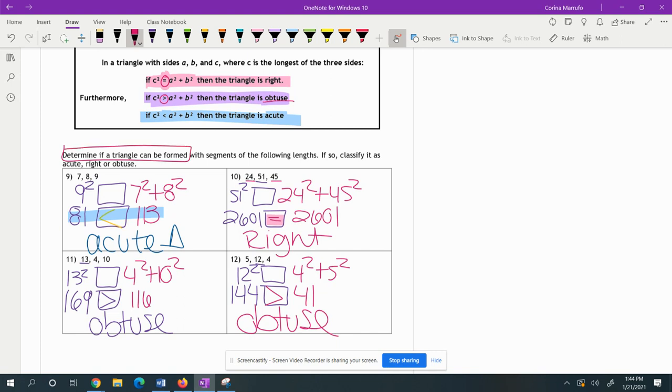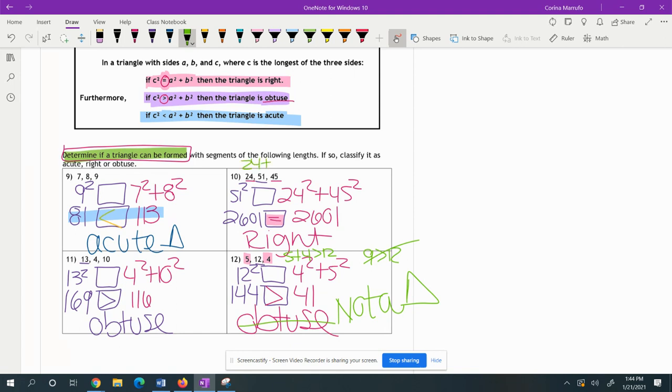That's what I figured out on this one: a triangle cannot be formed. Remember, when you look at the two smaller legs and add them together, 5 plus 4, it has to be greater than 12. But it's not, because 5 plus 4 gives you 9, and 9 is not greater than 12. So this one is not a triangle. Sorry, I forgot the first step, where it told you to determine if you can form a triangle first. I believe the rest of them are triangles, if we wanted to check.